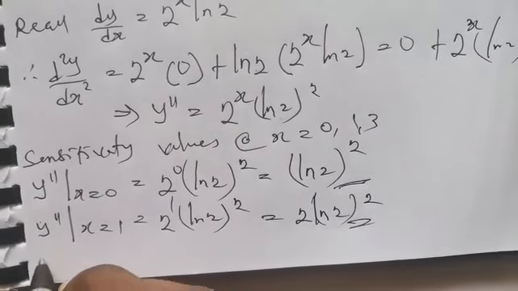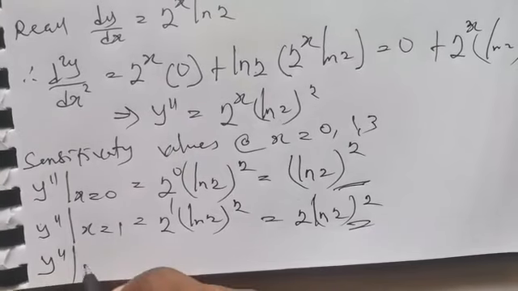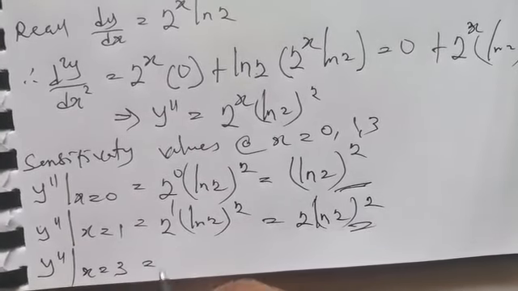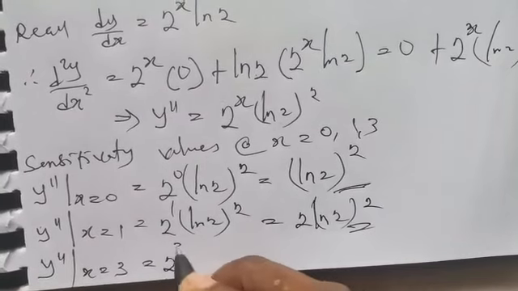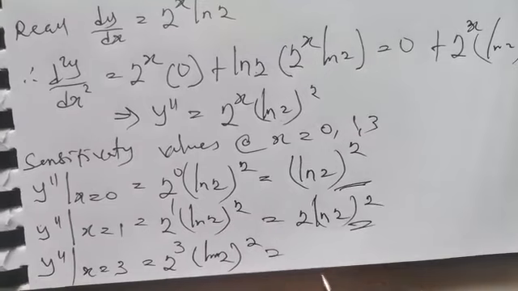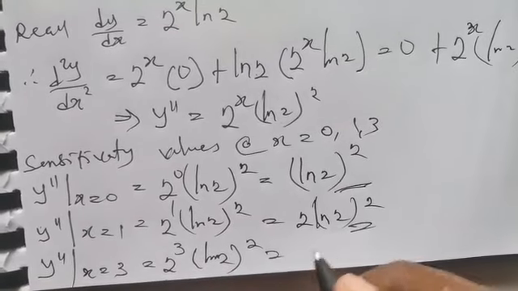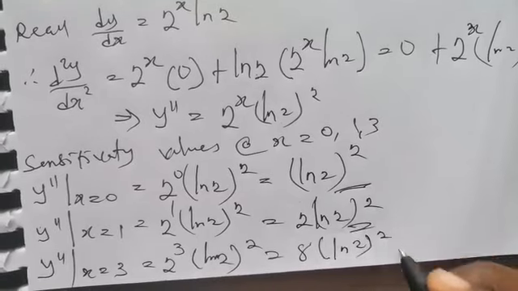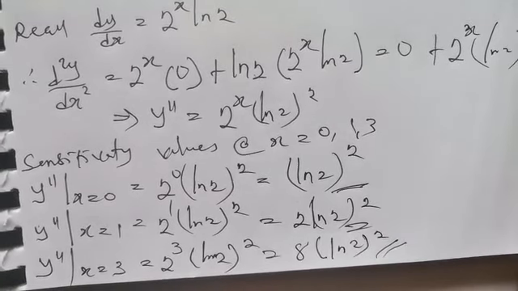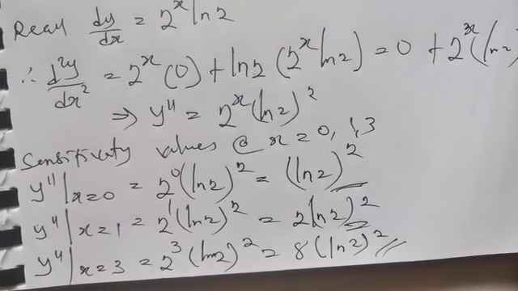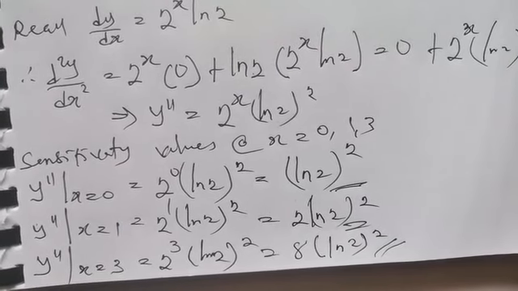Finally, I find y prime prime at x equal to 3. So I simply have 2 to the power of x, which means 2 to the power of 3 times (ln 2) all squared. 2 to the power of 3 is 8, so I have 8 times (ln 2) all squared. Those are my sensitivity values. So that's it for the A part of that question 6.